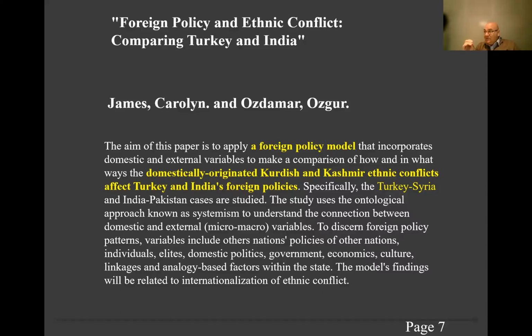They are not similar to each other, these countries. India and Turkey, clearly, they are not similar. It's a good example. Okay.